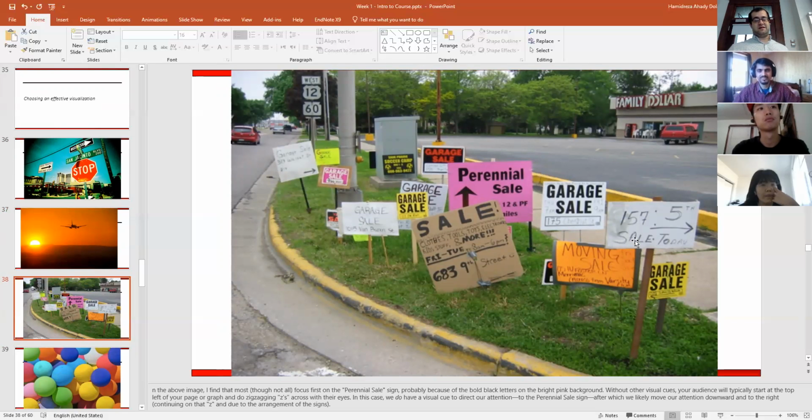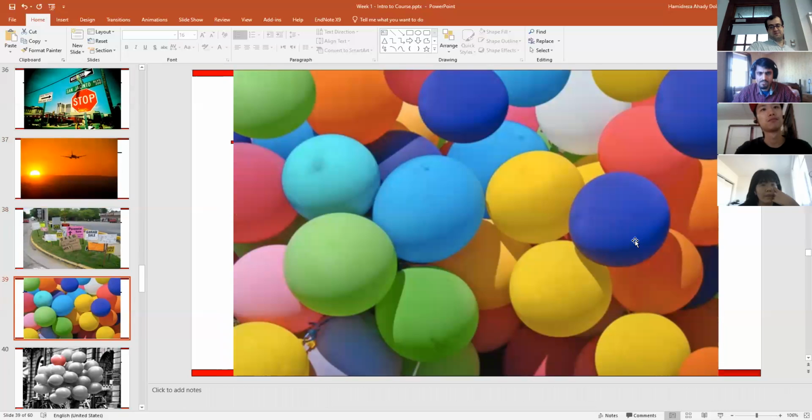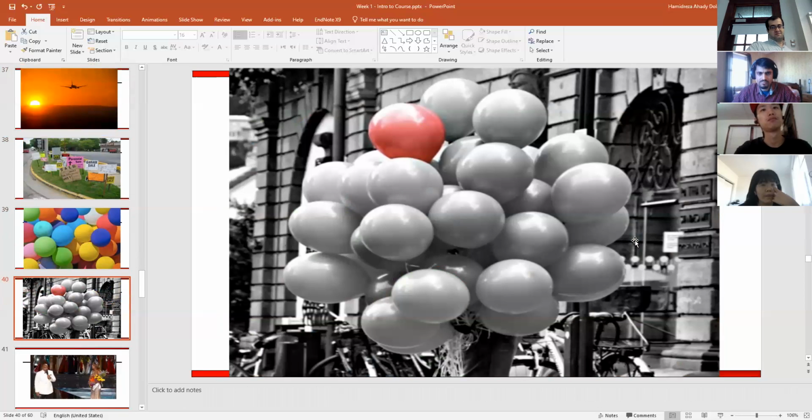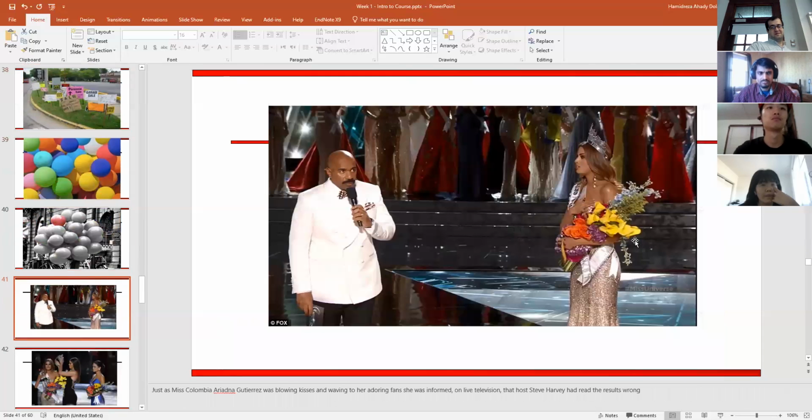Here is some other example. For me here, the yellow is more eye-catching. I'm not sure. They are not the biggest one, but it might be different for you guys. Or for somebody, the pink one might be more eye-catching. Sometimes it's eye-catching, and there is no certain rule about that. Here they want you to pay attention to that red color, probably the red balloon.